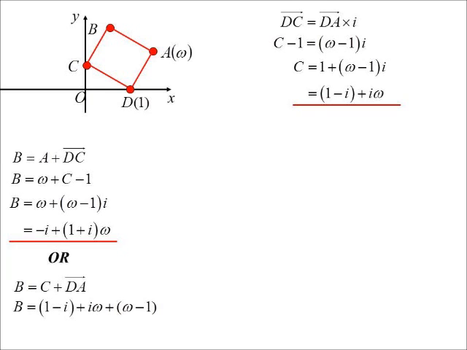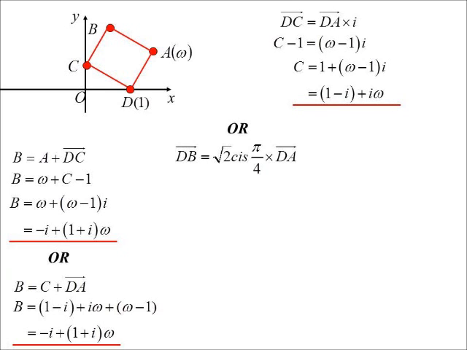So C, we worked out to be 1 minus i plus i omega. We're adding the vector dA, so head minus tail, omega minus 1. Tidying that all up, we again come up with the same answer for B. There's another way I could work out B.